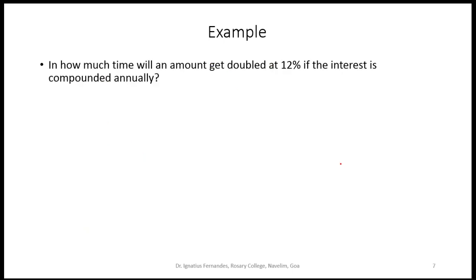We will go to the next example. In how much time will an amount get doubled at 12% if the interest is compounded annually? So the question is to find out in how much time. So basically we are finding N. Will an amount get doubled? So whatever is the principal amount P, it should get doubled. So the total amount refers to twice of the principal amount, at 12% rate of interest.